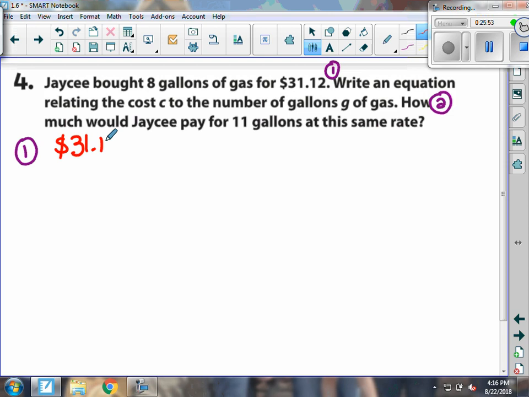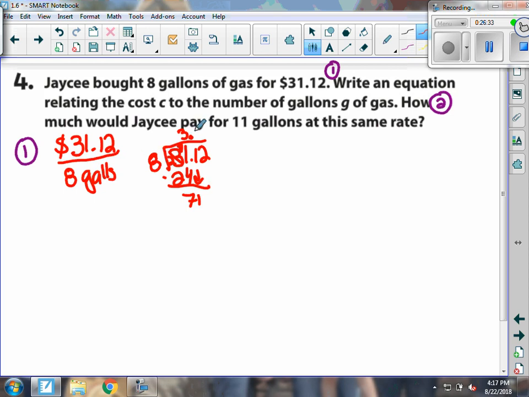So $31.12 over 8 gallons. So I'm going to divide 31.12 by 8. How many times does 8 go into 31? 3 times. That's 24. So I carry my 1. 11 minus 4 is 7. I'm going to bring down my 1. I have to bring up this decimal.